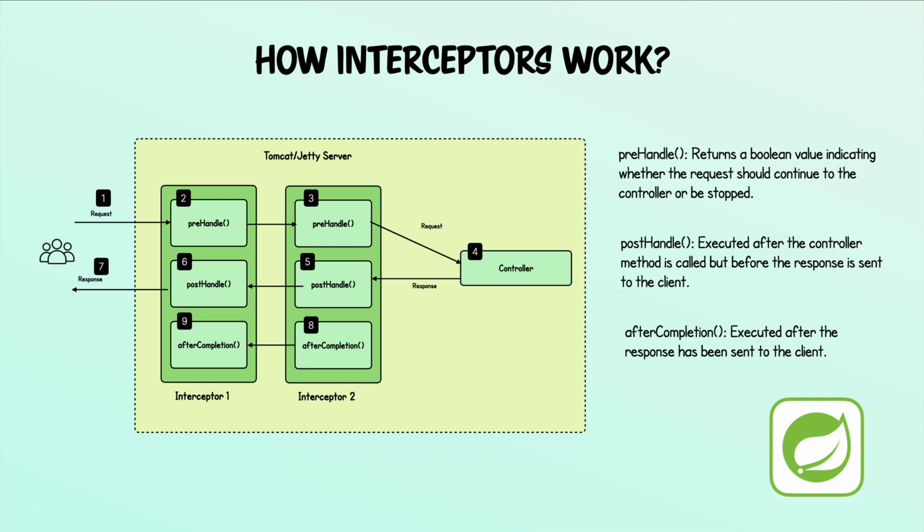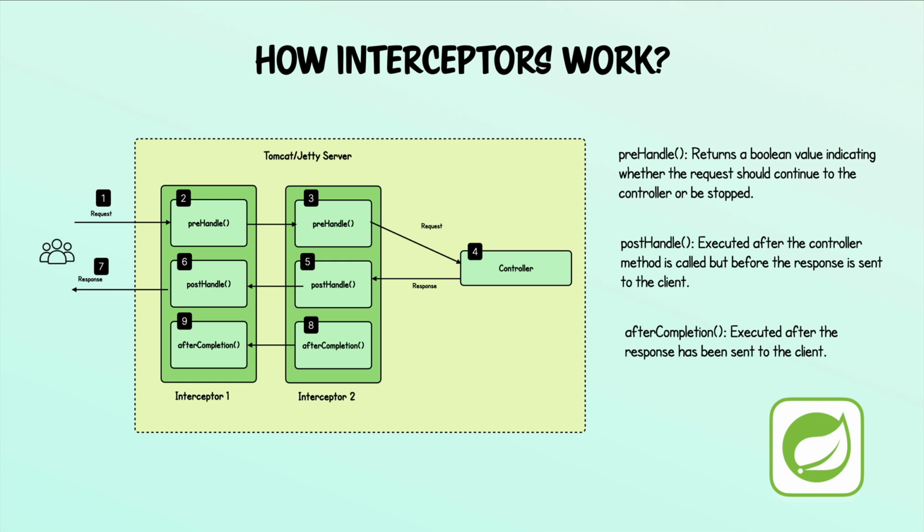Boolean true indicates that the request would continue to go to the controller, otherwise it is stopped right here. The post handle method is executed after the controller method is called, but before the response is sent to the client. So this is where you typically do any post-processing logic, like modifying your response header or modifying your response content.